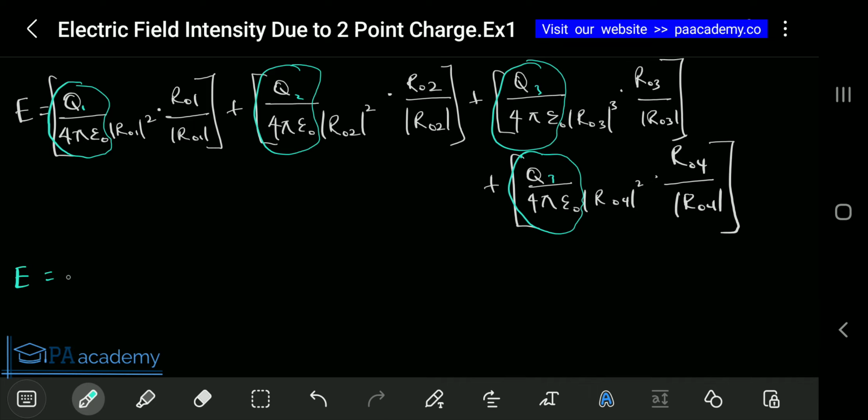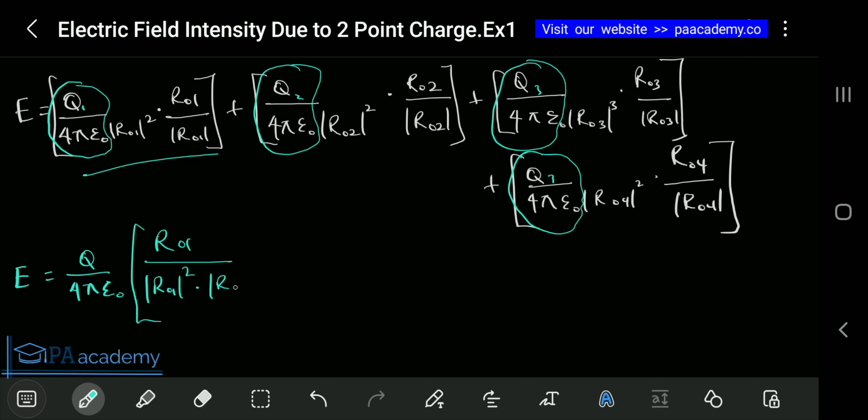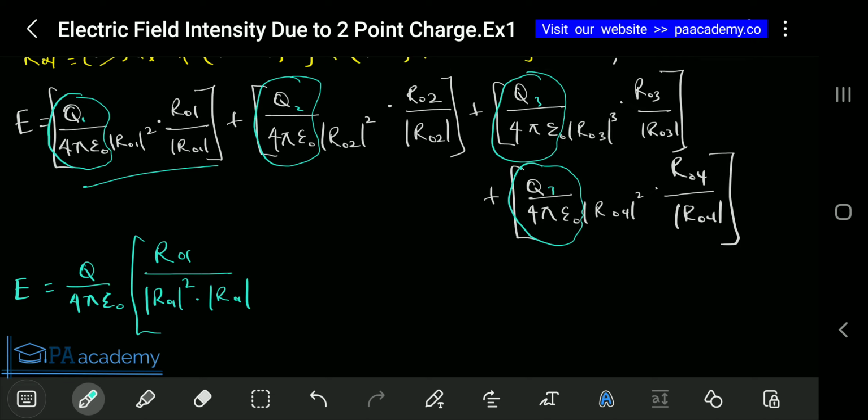So that means our E will be equal to Q over 4 pi E naught, all in brackets. So for this now, we are going to be having RO1 over the magnitude of RO1 squared, multiplied by RO1. So this is for the first one. So let's close this. Now at this point, you might be wondering why not have it as RO1 over cube, but let's just leave it, let's separate it like this.